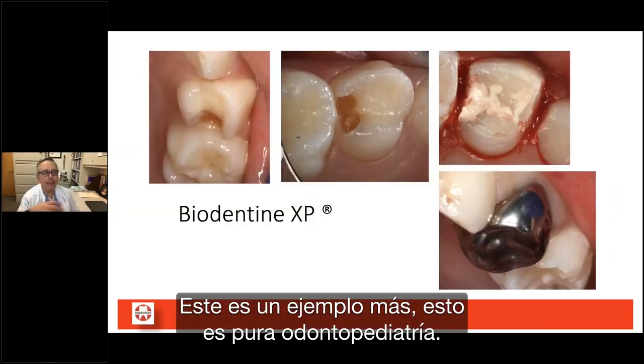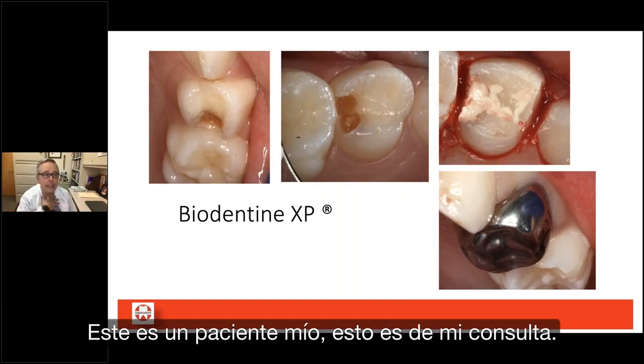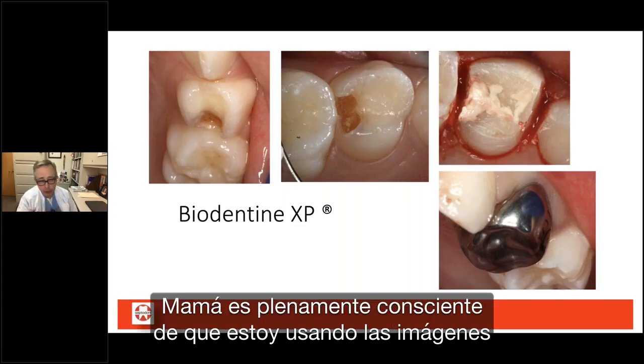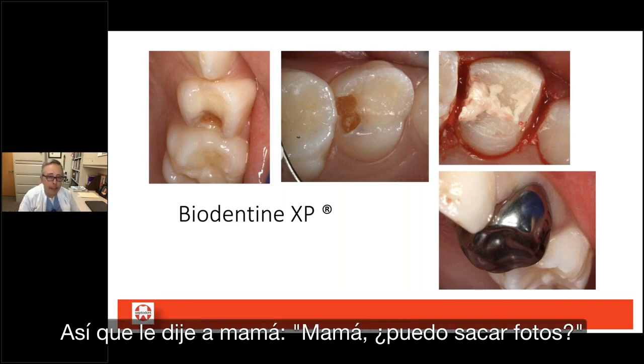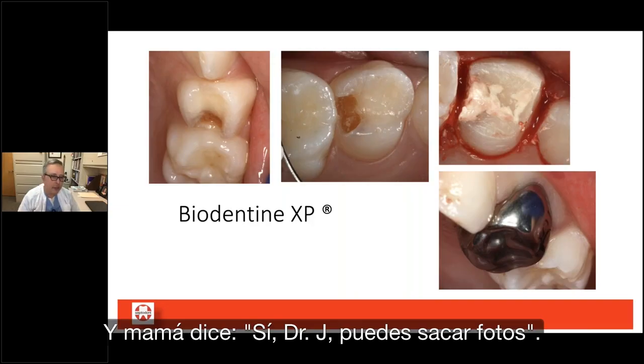This is one more example. This is pure pediatric dentistry. I love this example. This is a patient of mine, from my office. Mom is fully aware that I'm using the pictures for an educational webinar. So I told Mom, can I take pictures? And Mom said, yes, Dr. J, you can take the pictures.